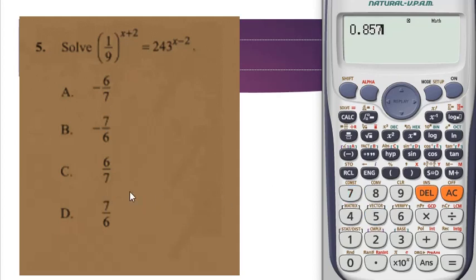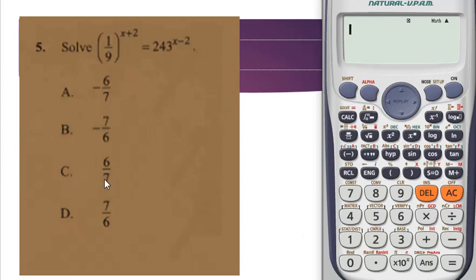0.857. Let's check whether the answer is truly C or D. Let's check. So from here, you can notice that we have 857 divided by 1000, which is the same as 0.857. Now, in order to prove that the answer is truly C, let me show you what you do.